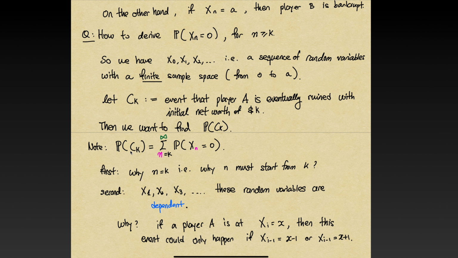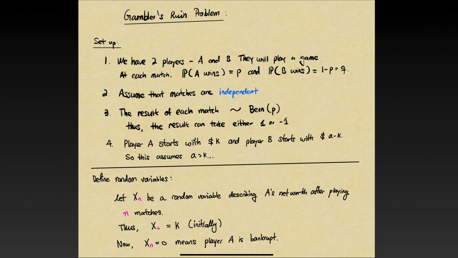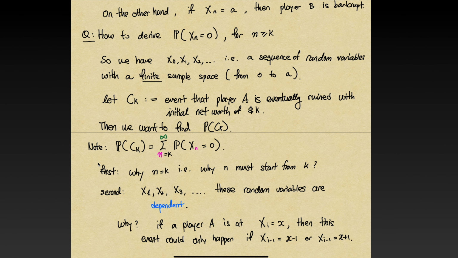And when you apply the probability, we get the probability of C of k is equal to the sum of all this probability from n equal to k to infinity. Okay, and this part I already talked about. And then the second part is this. Remember I said the events, like all these individual matches, are independent from each other, but the random variables themselves are dependent. What do I mean by that?